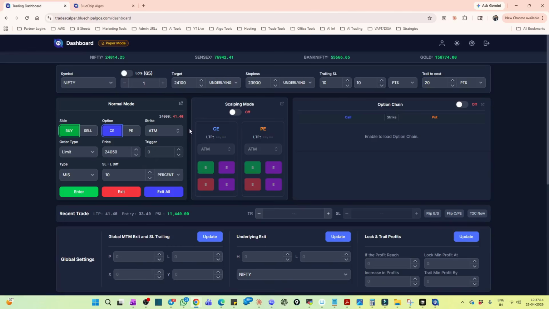And then there is also something called scalping mode. This is especially developed for scalpers. For scalpers, speed is everything, right? So you can switch on the scalping mode, and then always you have CE ATM and PE ATM. Once you think that your buy has started, or the buy signal came, you can simply use these buttons: buy, exit. E is for exit, and then sell, exit.